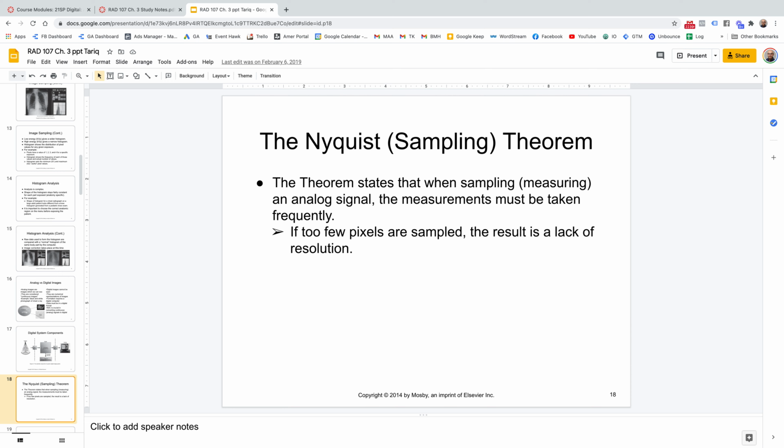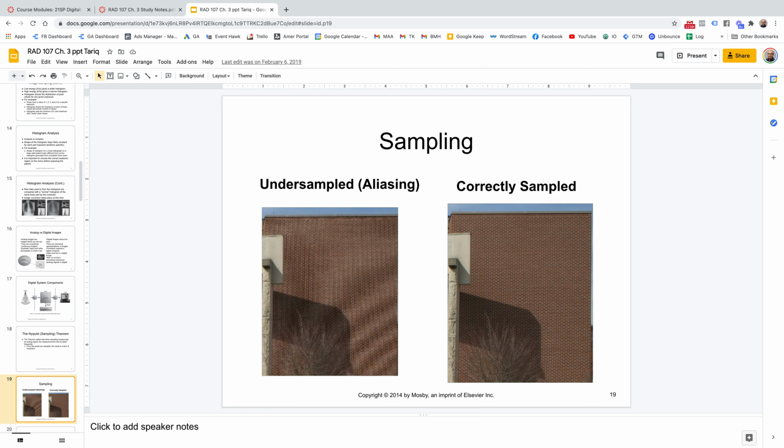The Nyquist, or sampling theorem, states that when sampling or measuring an analog signal, the measurements must be taken frequently. If too few pixels are sampled, the result is a lack of resolution. Memorize this. So here's an undersampled image compared to a correctly sampled image. See this? This is called aliasing artifact.